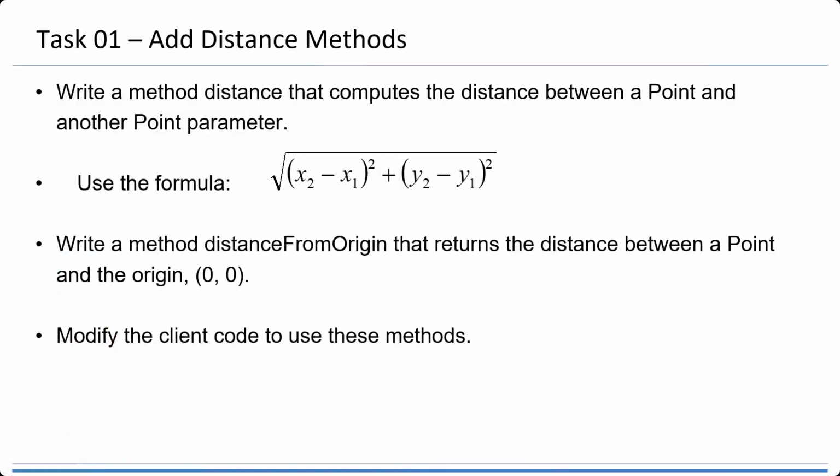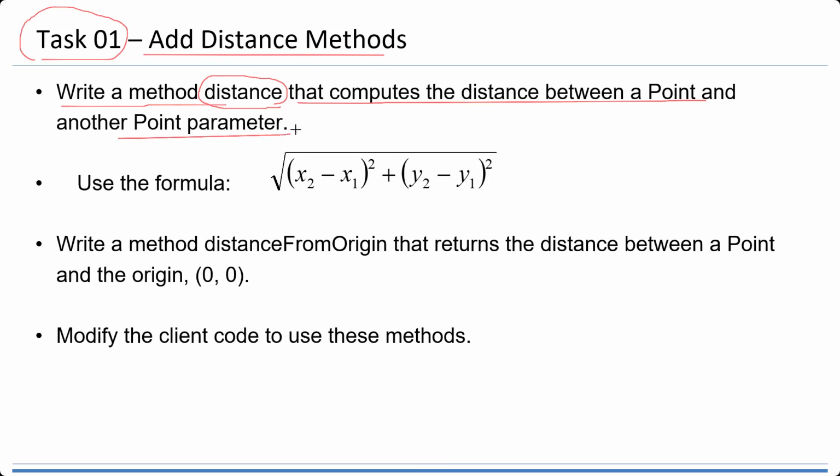Now let's make a new method. So there is a task 1. Add distance methods. Write a method distance that computes the distance between a point and another point parameter.